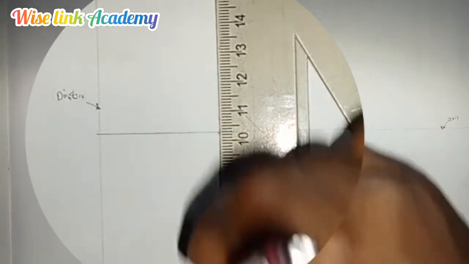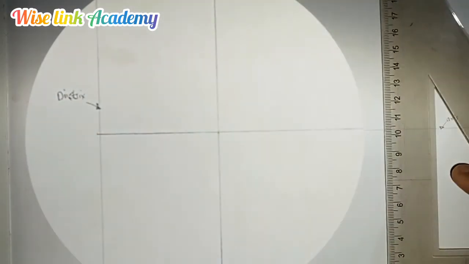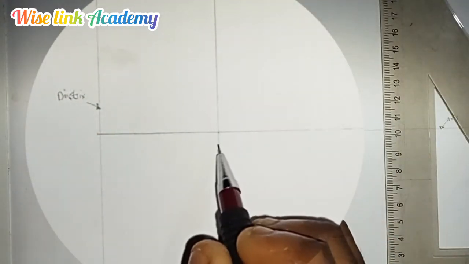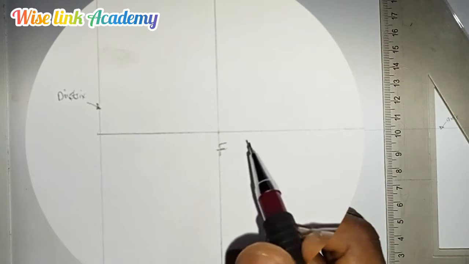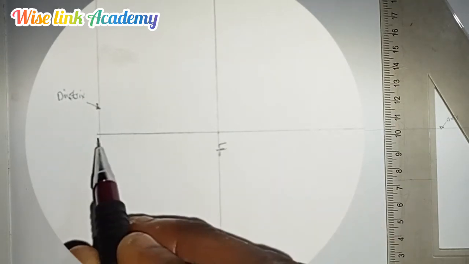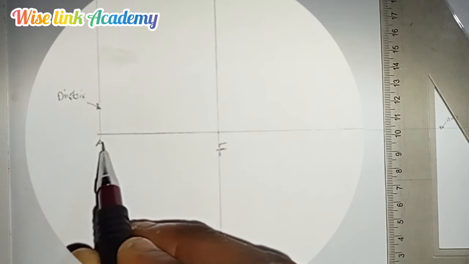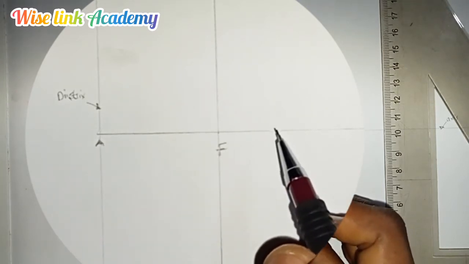So let's draw the line upward. A faint line. Can you see? So this point is our F, our focal point. According to my definition, I said vertex. These are certain points A. So I said vertex. What is vertex?